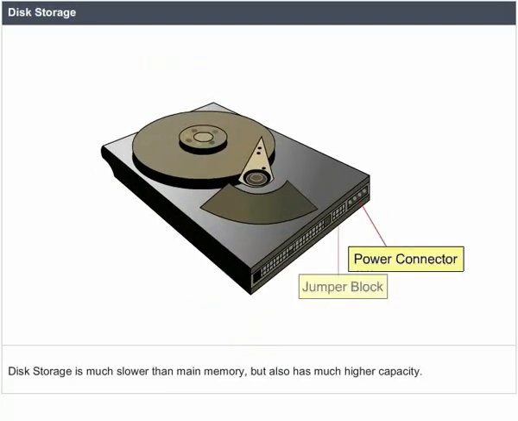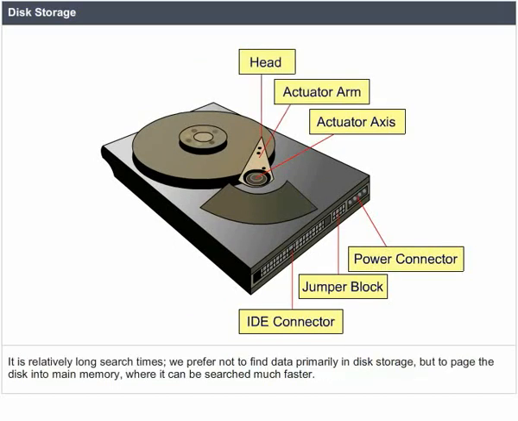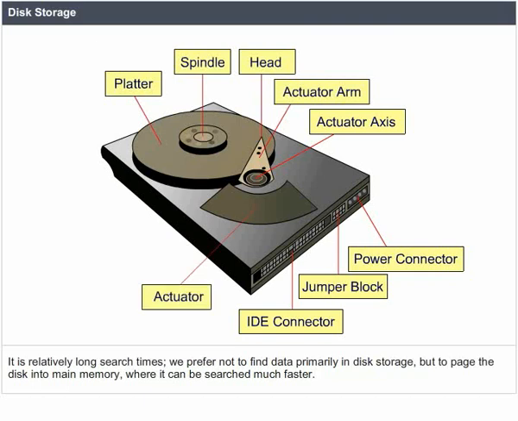Disk storage. Disk storage is much slower than main memory, but also has much higher capacity. It has relatively long search times. We prefer not to find data primarily in disk storage, but to page the disk into main memory, where it can be searched much faster.